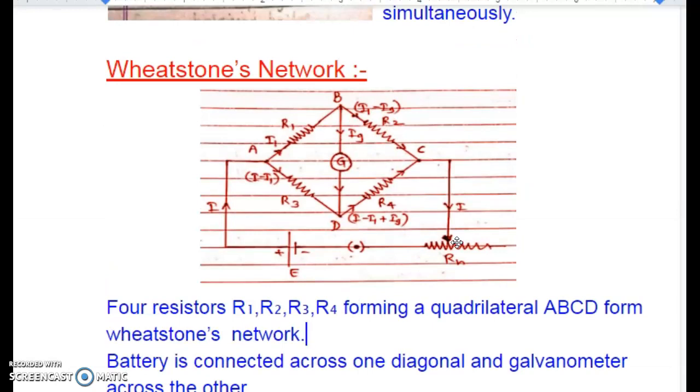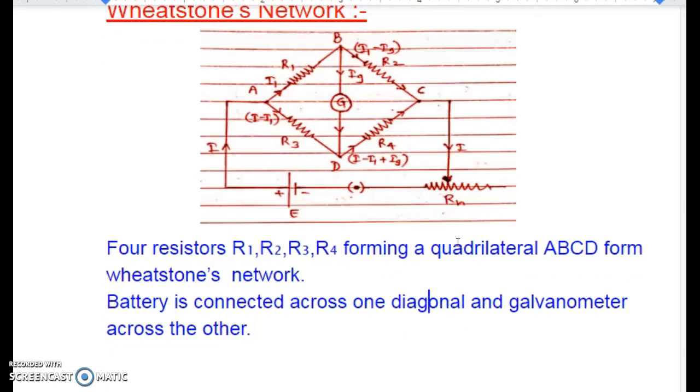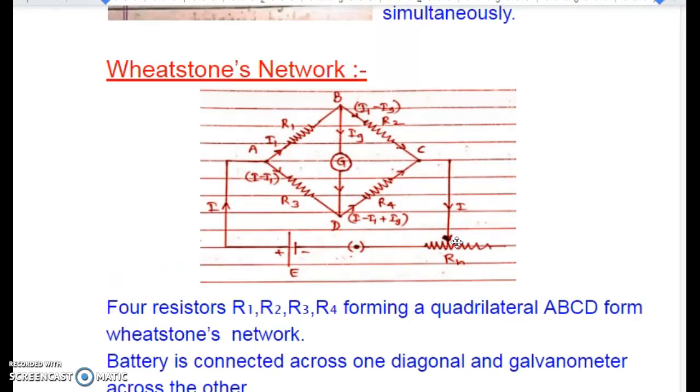You all just can have a look at this Wheatstone's network again, and every time keep in mind that in this case the balanced bridge condition for any type of a Wheatstone's network is in such a way that the corresponding resistances must have equal ratio, that R1 divided by R3 is equal to R2 divided by R4, or this upon this is equal to this upon this. That is what is supposed to be your balanced bridge condition.